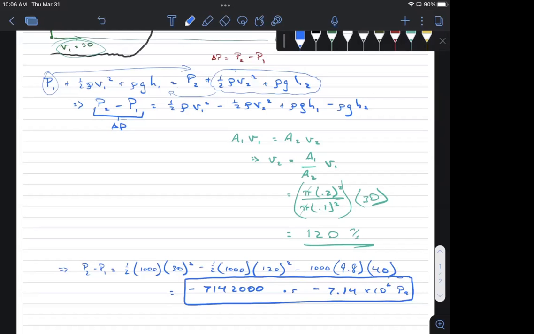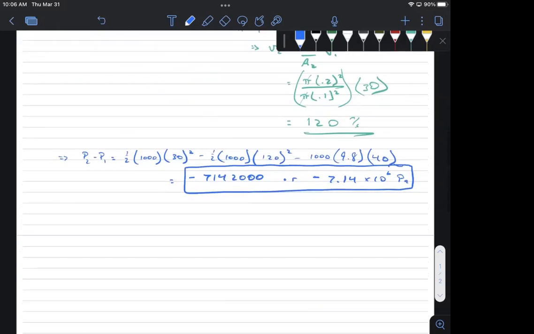Say, does it make sense? In this case, we constricted the pipe, so the velocity should have gone up. And indeed, that's what I found. So it's okay. Now I know the new velocity. That means I now know all the data to plug into this equation. And so that's what I do.